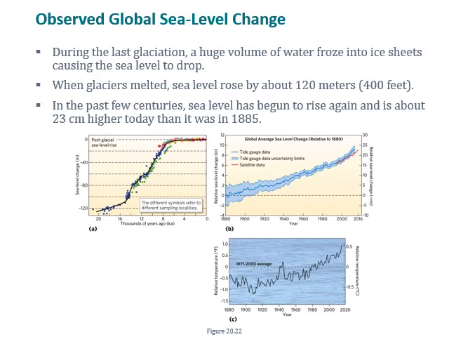Now let's turn to observed global sea level change. During the last glaciation, a huge volume of water froze into ice sheets, causing sea level to drop. When the glaciers melted, sea level rose by about 120 meters, or 400 feet. In the past few centuries, sea level has begun to rise again and is about 23 centimeters higher today than it was in 1885, shown by these figures below.